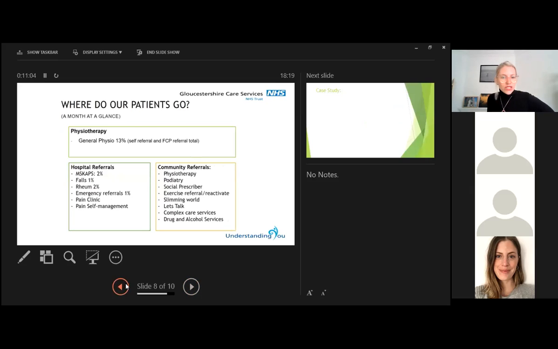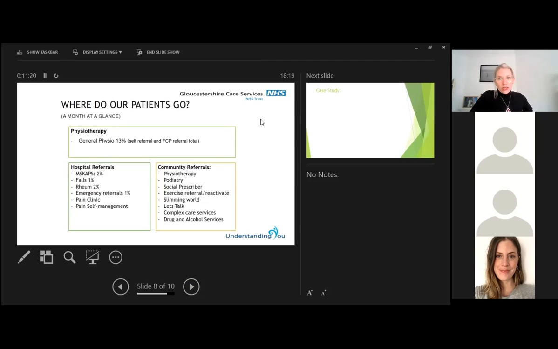And looking at, so that's a year at a glance in that big pie chart we looked at. Looking at a month at a glance, these are all the places that patients were referred to from the physio. So 13% go back into general physio because they do need physio, they need rehab. Not all of them need rehab.